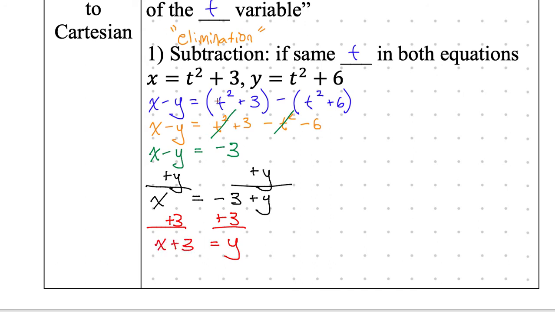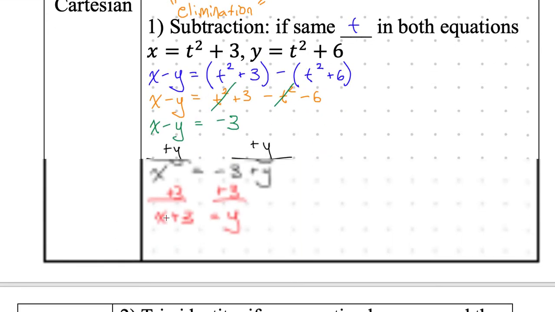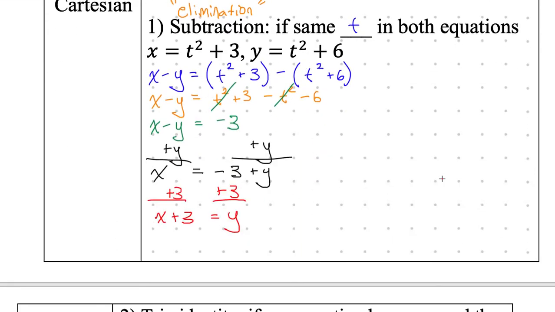And I didn't really ask the question very well, but I should be asking every single one of these examples, what is the shape? That is our whole goal today. What is the shape of this equation? And the answer, if I look down here, it's x plus 3 is equal to y. It looks very similar to this standard function for a line, mx plus b, it's 1x plus 3. So the answer here is this is a line. I'll just say it's a line and box it.